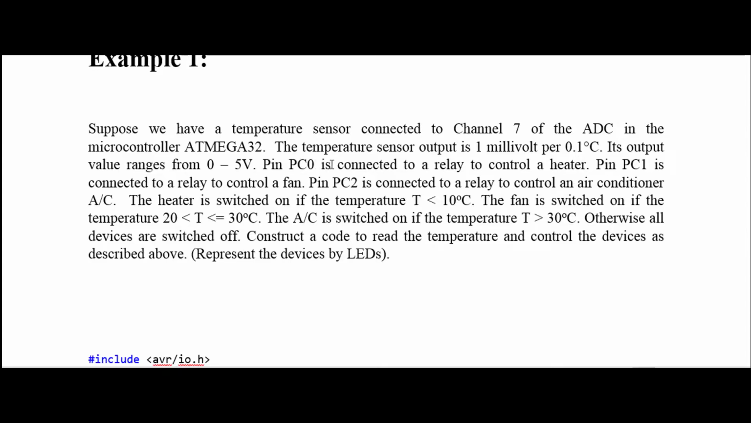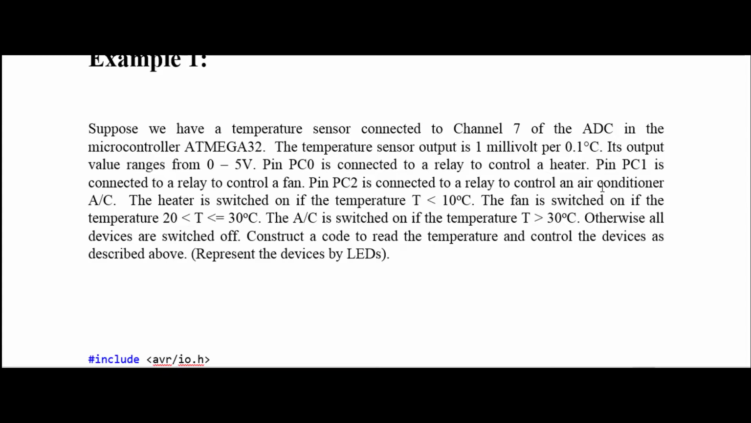Pin PC0 is connected to a relay to control a heater. Pin PC1 is connected to a relay to control a fan, and pin PC2 is connected to a relay to control an air conditioner. So we are using port C as output to control 3 devices: heater, fan, and air conditioner, AC.